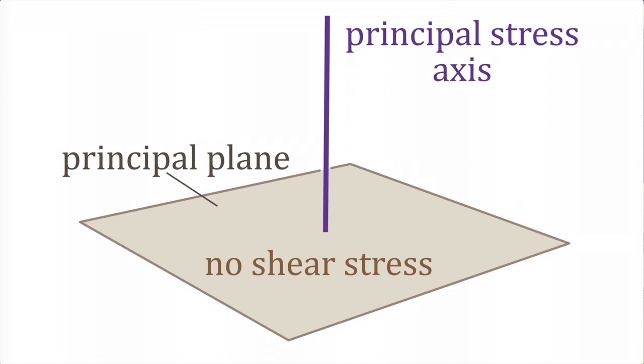It's actually pretty easy to start with those 6 stress components we talked about earlier and do a little bit of mathematics and figure out exactly where these principal stress axes are in space and how big the principal stress magnitudes are: sigma 1, sigma 2, and sigma 3. And that's the subject of the next video.